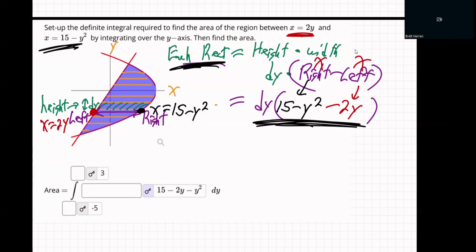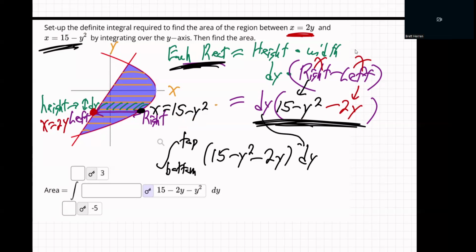So we're going to add up now those rectangles from the bottom to the top. And I'm going to switch this around so it'll be 15 minus y squared minus 2y, and put the dy at the back, is all I'm doing, because that's how a rectangle normally looks. Now we just need the bottom and the top. How do we find the bottom and the top?